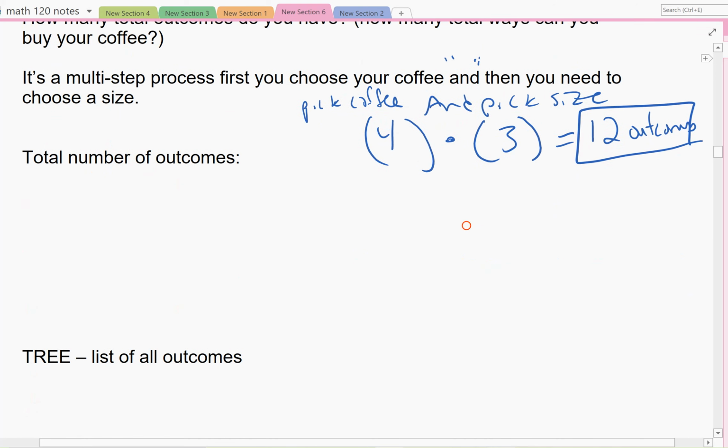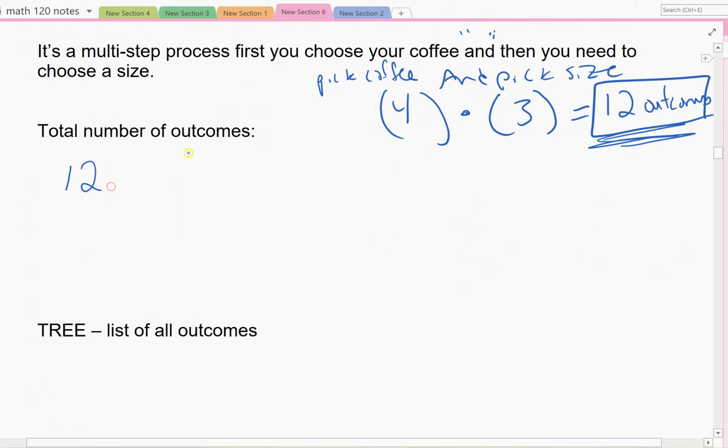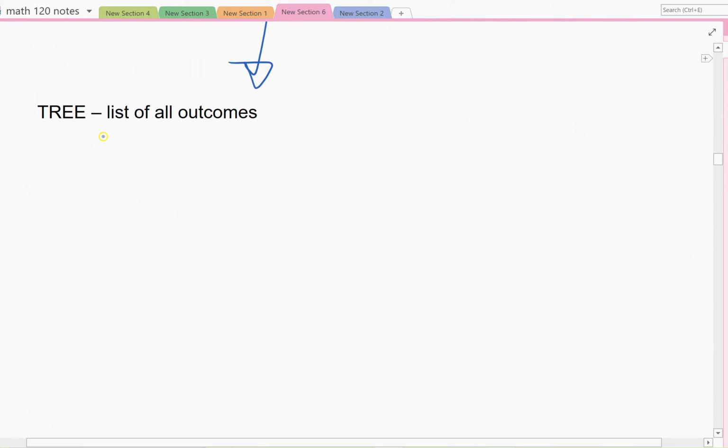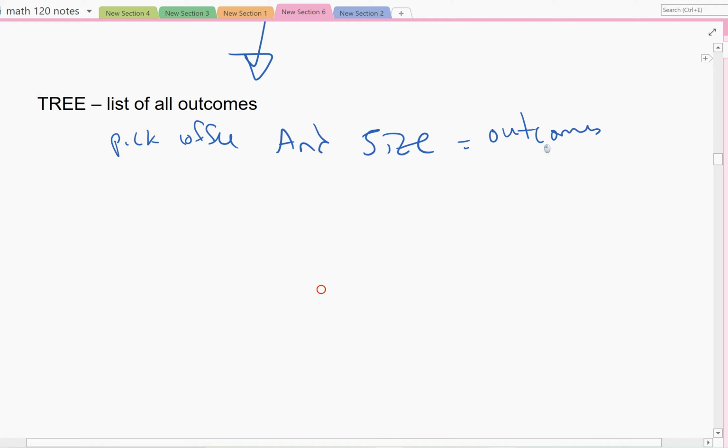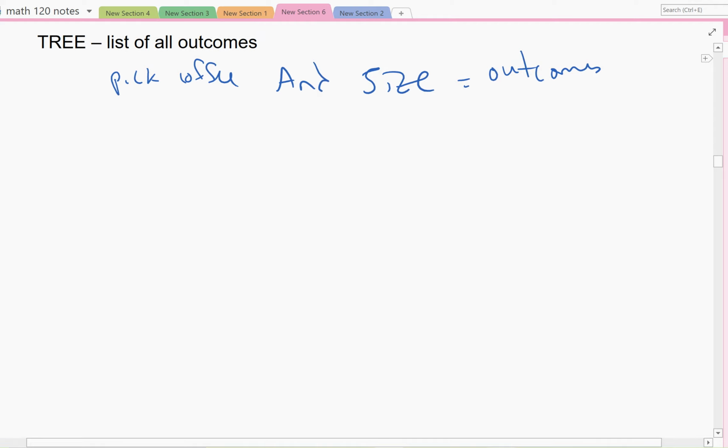I'm going to do a tree then to list all 12 outcomes, because sometimes that's helpful if we're looking for subsets. Now this one you might be able to figure out without the tree, but like I said, I'm going to do the basic cases, so when we get to tougher cases, the tree will be a little easier. So I'm going to list them here using a tree. First we have to pick our coffee, and then we have to pick a size. Then all my outcomes.